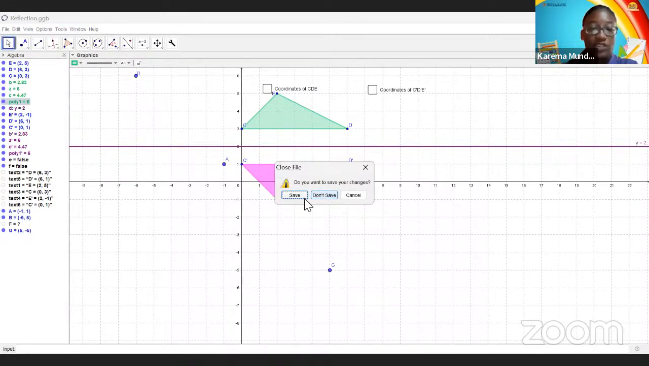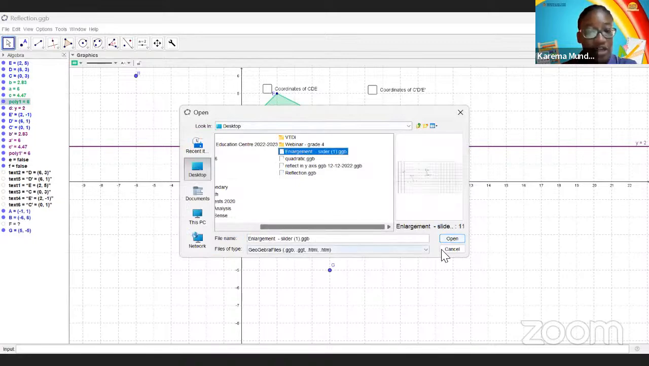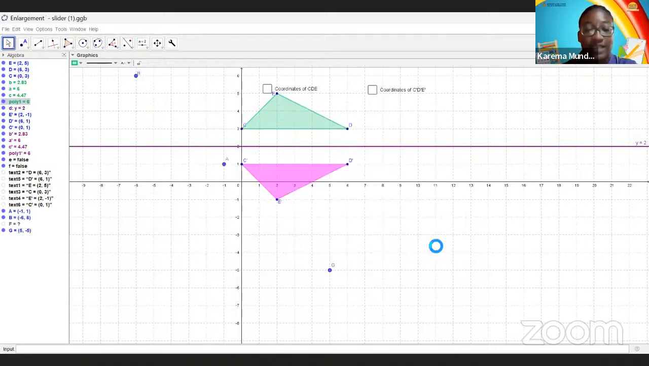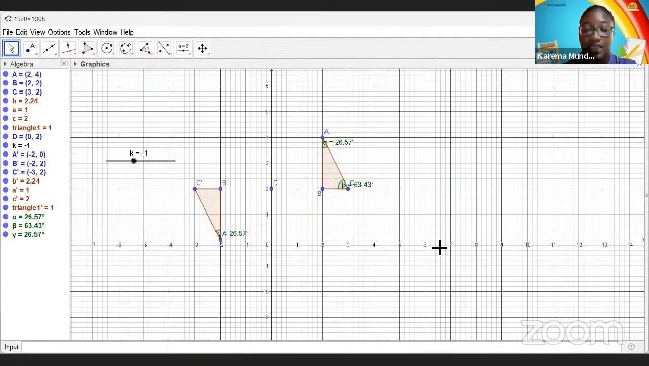So now we are going to do a little bit of exploration so we can hear a little bit more about the center and the scale factor and see what these things are and how we go about using them to help us as we discuss object and image.